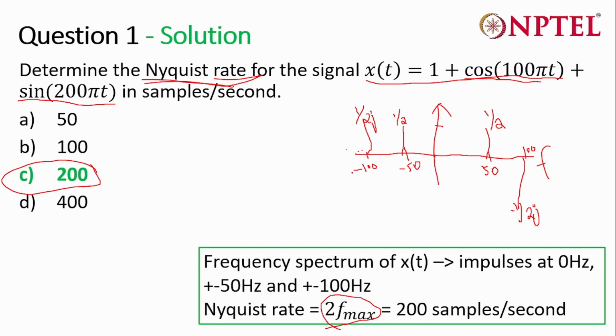Now what is the maximum frequency of this signal? It is 100 hertz. So the Nyquist rate is twice the maximum frequency. So the answer is 200 samples per second. So when you are asked to find the Nyquist rate, you have to first try to understand the frequencies present in your signal. Then list out all the frequencies. Find which is the maximum frequency. Then your Nyquist rate will be twice the maximum frequency.